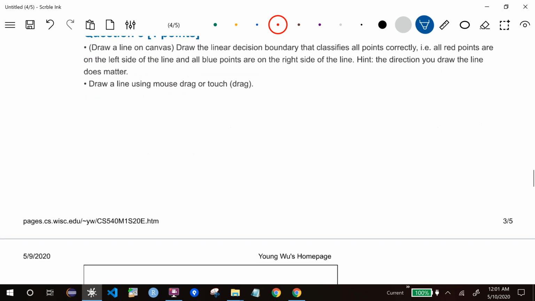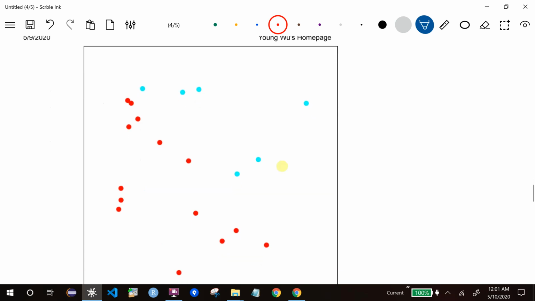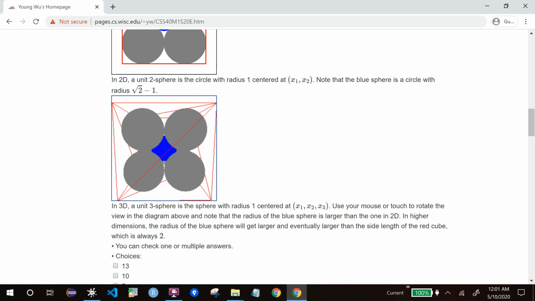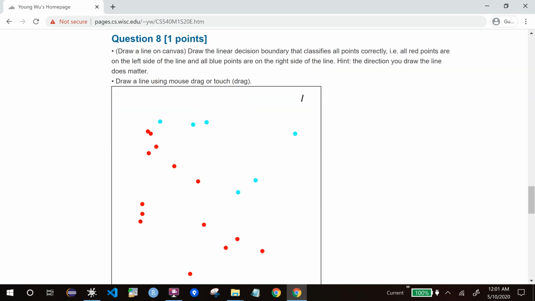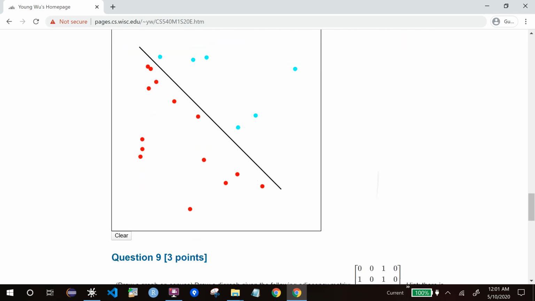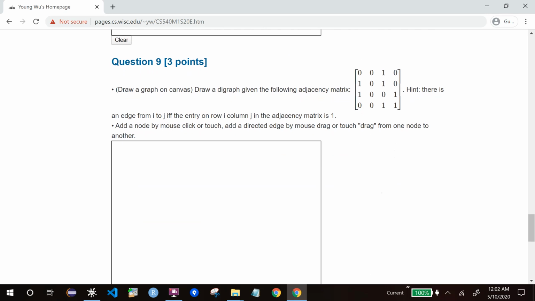And question 8 is just testing whether lines can be drawn correctly. So we're just drawing a line. So here is actually not a good idea to do it here. So let's move back to here and maybe move to here. We can draw a line and it will become a straight line. If you draw another one, you will replace the previous one. So I'll do the last one here as well.